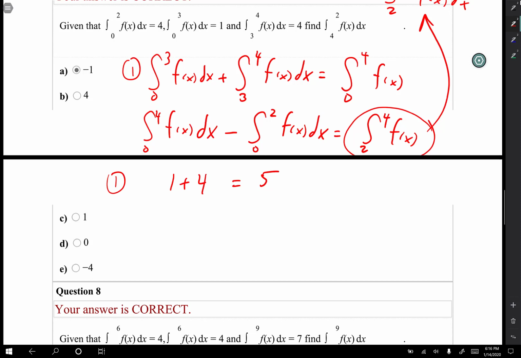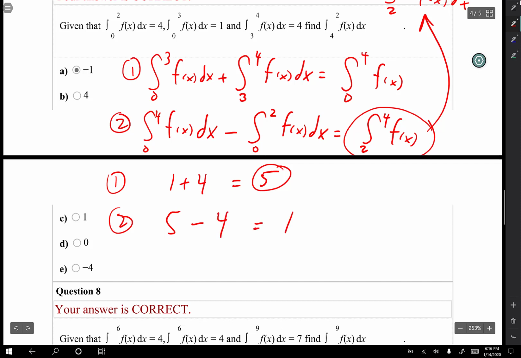All right, so now I'm going to take this 5, so here's step 2. Step 2, I take that 5 and I subtract the area from 0 to 2, which is 4. 5 minus 4 is 1, so 1's the answer. Ooh, I guess I messed up. Oh, okay, 1 is not the answer. Sorry guys, I almost got it wrong. 1 is the answer from 2 to 4 of this function.